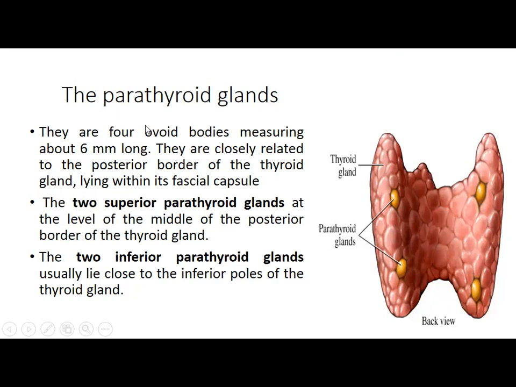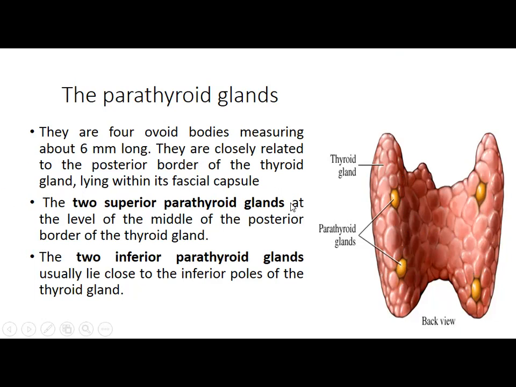They are oval shaped, four bodies measuring about 6 millimeters, very small. They are closely related to the posterior border of the thyroid. This is the posterior border of the thyroid gland, and there you can trace these masses, which are called the parathyroid glands, lying within the fascial capsule. The fascia which covers the thyroid gland also covers the parathyroid.